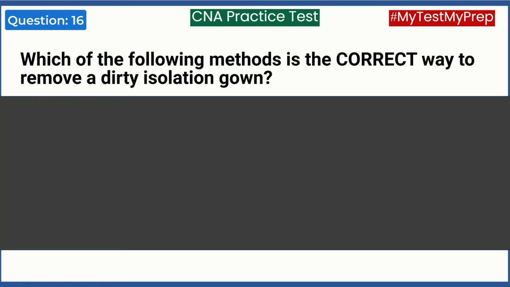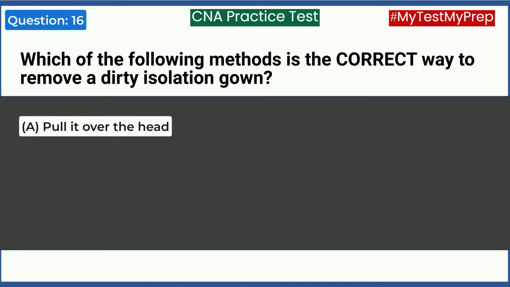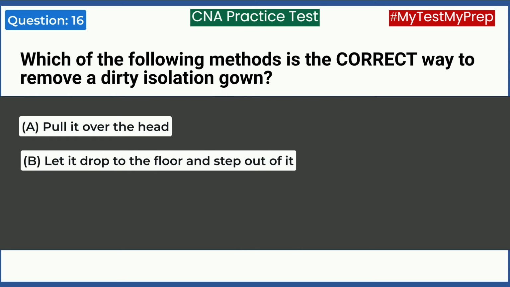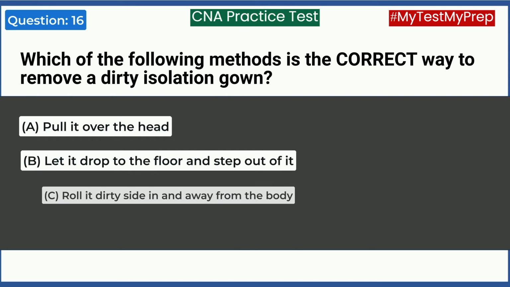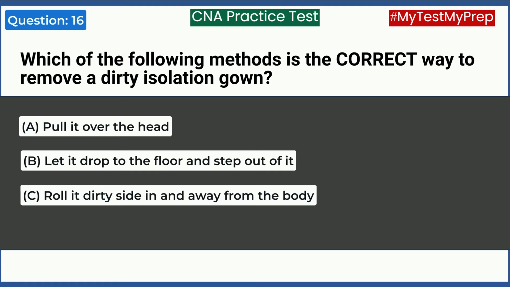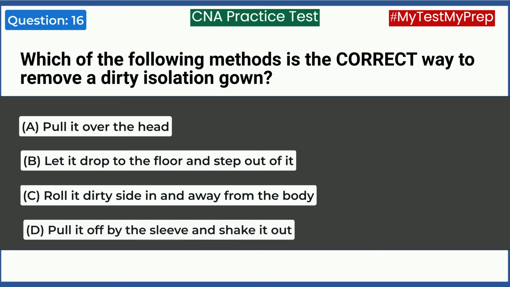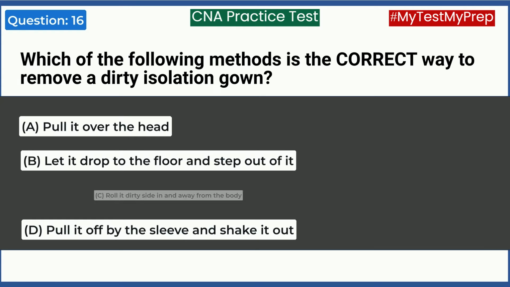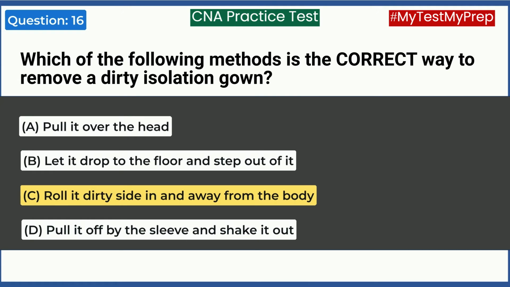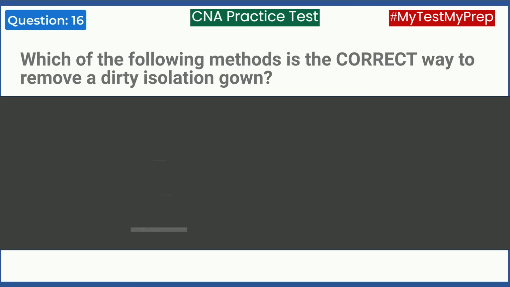Which of the following methods is the correct way to remove a dirty isolation gown? A. Pull it over the head. B. Let it drop to the floor and step out of it. C. Roll it dirty side in and away from the body. D. Pull it off by the sleeve and shake it out. Answer: C. Roll it dirty side in and away from the body.